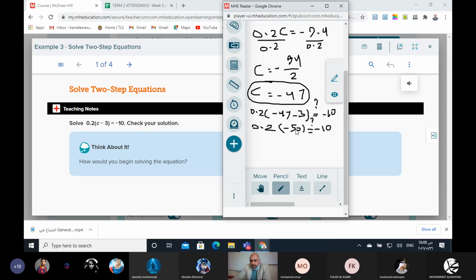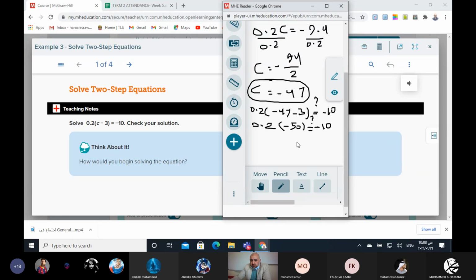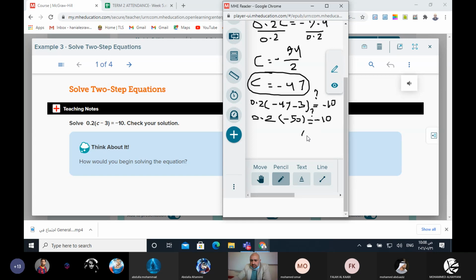Now 0.2 times minus 50, as you see here, this is 50 and this is here 0.2. 2 times 0, 0. 2 times 5, 10. Then put here 0. And here 0 times 0, 0. 0 times 5, 0. Then add will be 1, 0, 0. And the point after one digit, so the point will be here. So we can remove the point and the 0 from here. So the answer will be 10. So here we have minus 10. Is minus 10 equal minus 10? Yes, Mr. Yes. So this is the true equation, and this is the true solution.